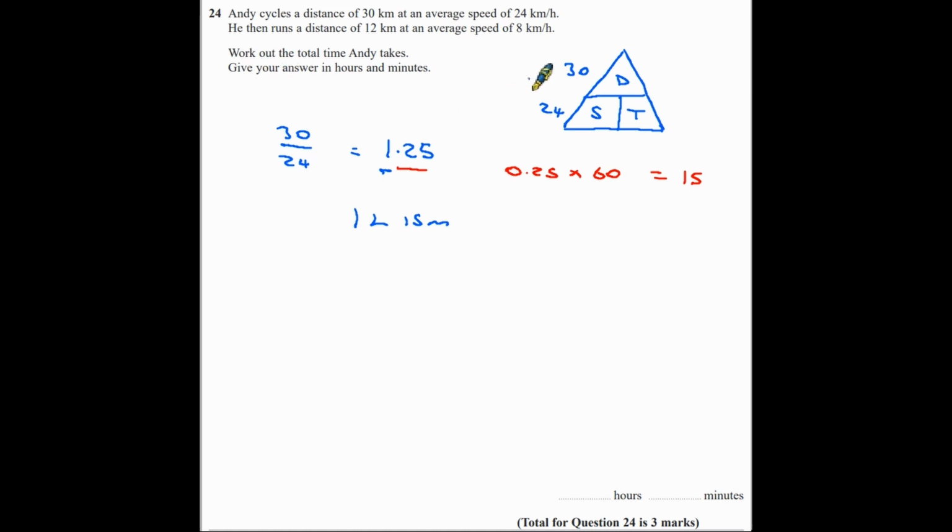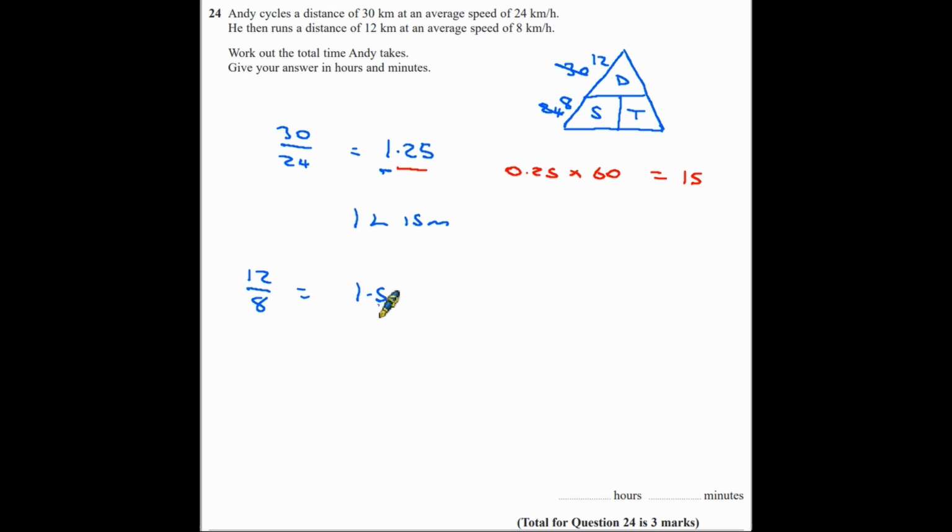Let's look at the running part. So if I get rid of these numbers, for the running part, he runs a distance, we now have 12 kilometres, and we have a speed of 8 kilometres per hour. So for the time, again, it's 12 divided by 8. And if we do that, we get 1.5 hours.